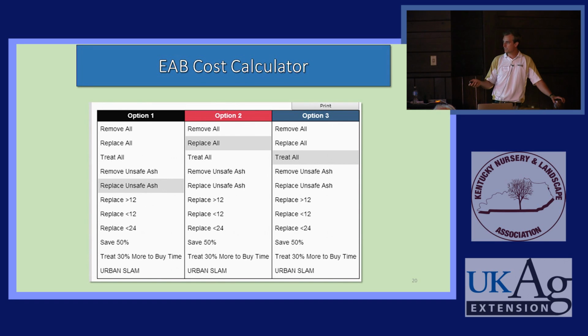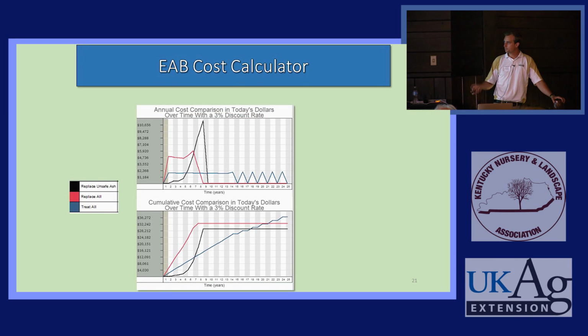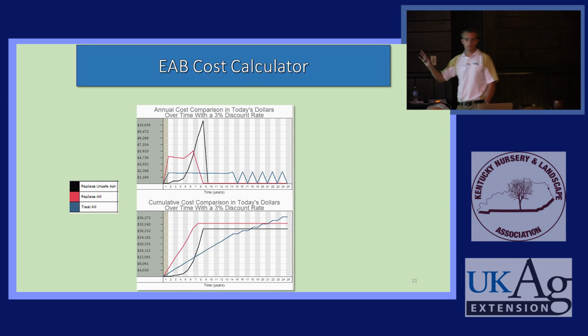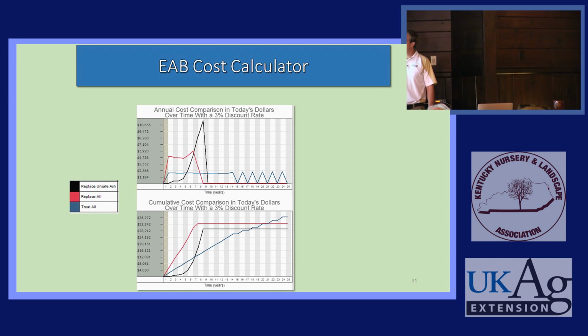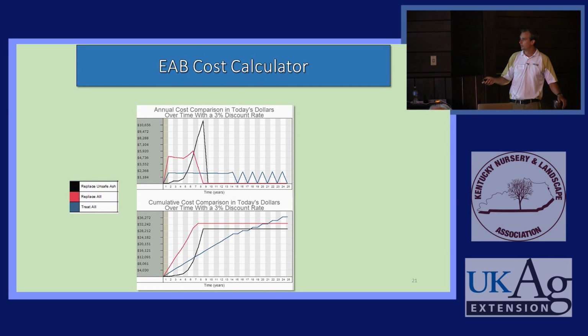So for this example, I just selected these 3, which is replace as they become unsafe, replace all right away, or treat all. And then this is the graph that it'll spit out. So I should have made this larger for you guys, but the black line is the replace unsafe ash. So you're going to start, this is replacing as they become unsafe. Replace all, which is over the first 8 years. I'm going to take out X amount each year and replace them with a resistant tree, or treat all.